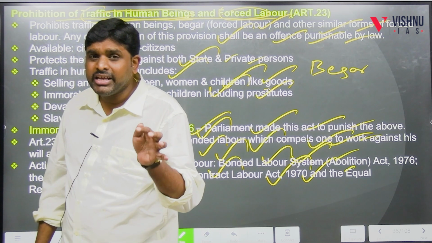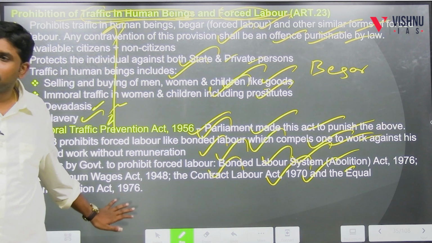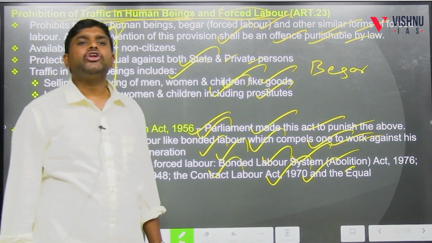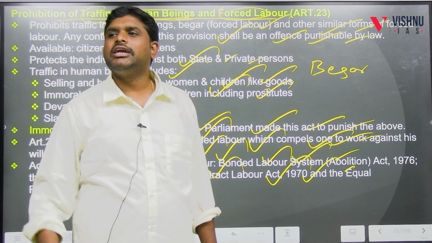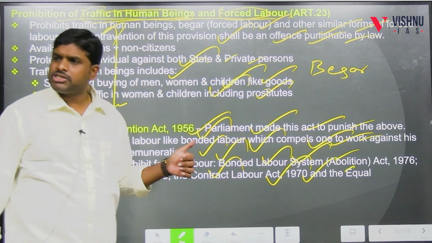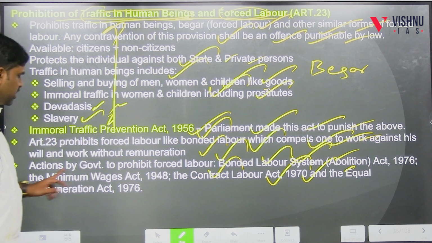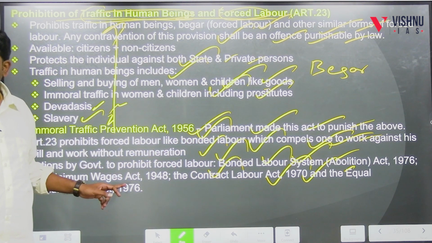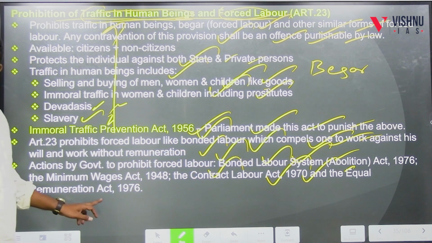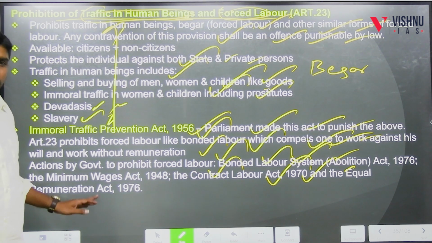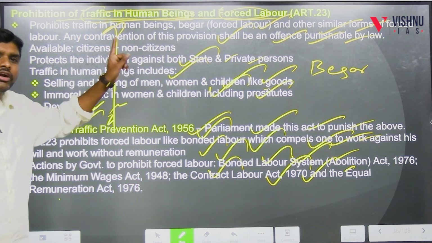What are the laws made to ensure Article 23 functions properly? A question will come like this: in order to ensure Article 23, what are the legislations made by the central government? Number 1, the Immoral Trafficking Prevention Act, 1956. Number 2, the Bonded Labour Abolition Act, 1976. Number 3, the Minimum Wages Act; minimum wage you have to give, they will not work freely. Then the Contract Labour Act 1970 and the Equal Remuneration Act. Equal Remuneration Act means who? Men and women. All these legislations are made to ensure Article 23 of the Constitution.